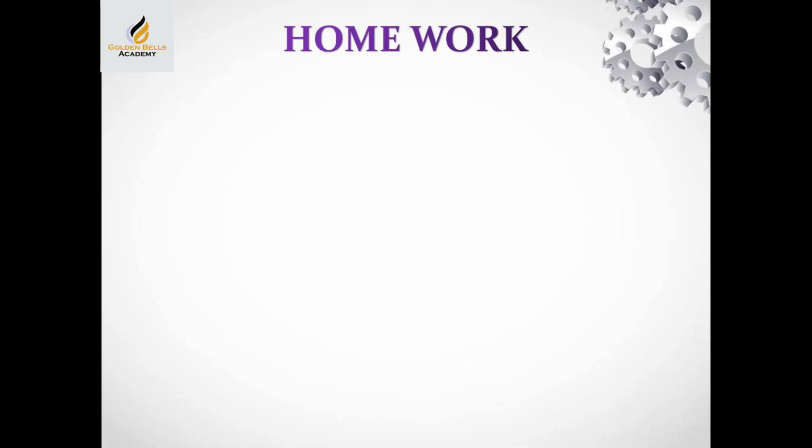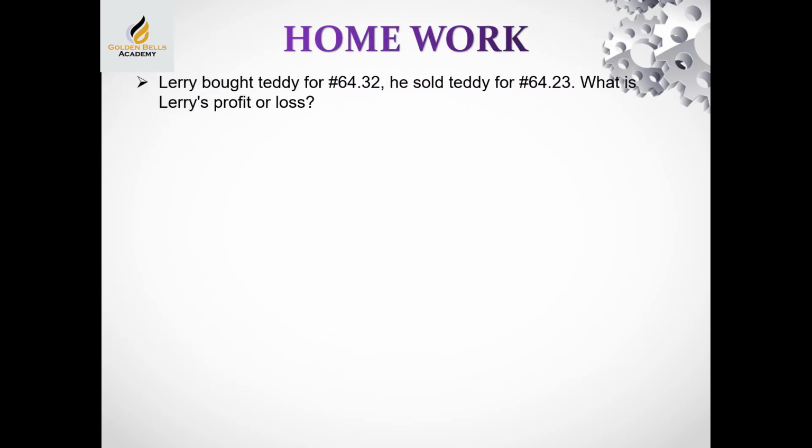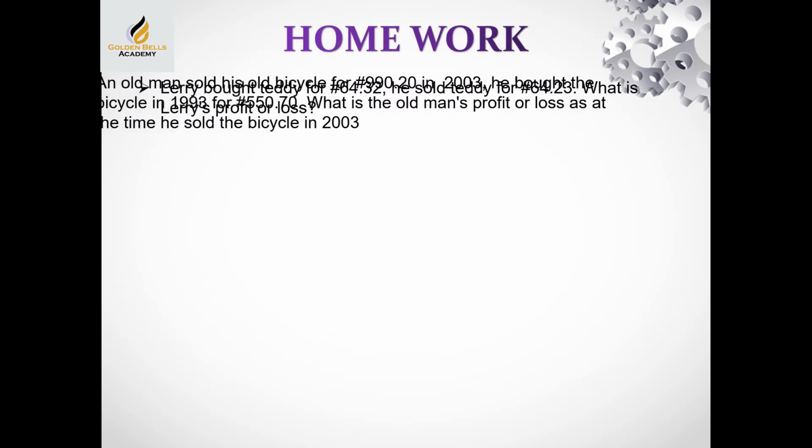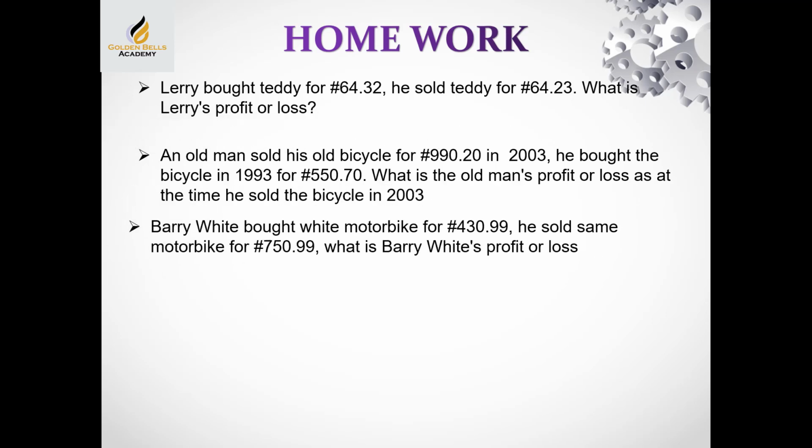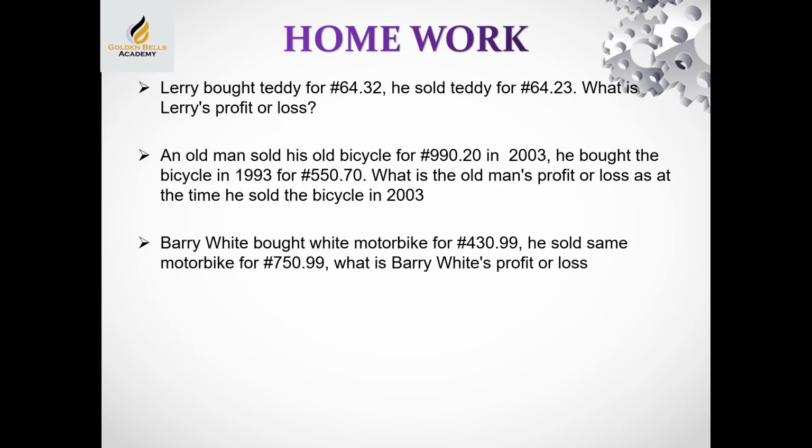So this is your homework. That is the first question, and this is the second question, and this is the third question. Barry White bought a motorbike for 430 naira 99 kobo. Sorry, he sold the same motorbike for 750 naira 99 kobo. What is Barry White's profit or loss?